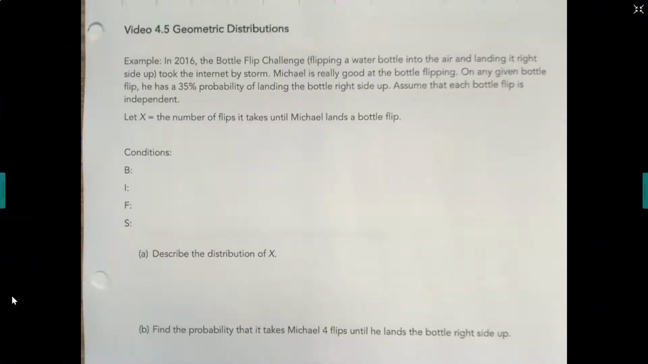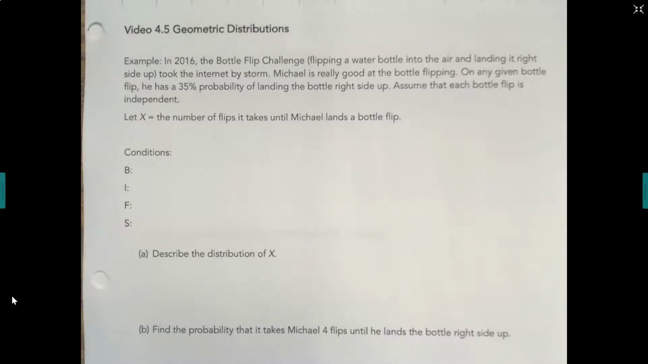Welcome to video 4.5, Geometric Distributions. So in this example, the bottle flip challenge, where you were flipping the bottle and letting it land right side up, took the internet by storm in 2016, and it took classrooms everywhere by storm in 2016. It drove me crazy. So Michael is really good at bottle flipping.